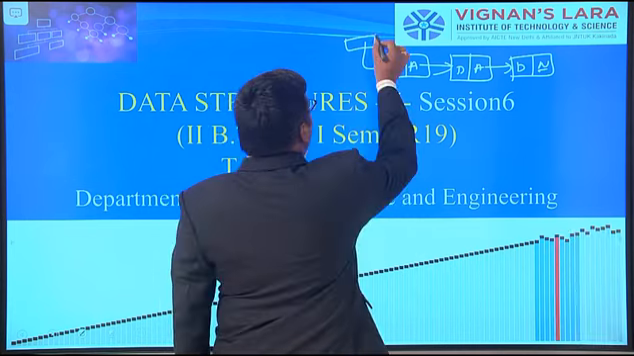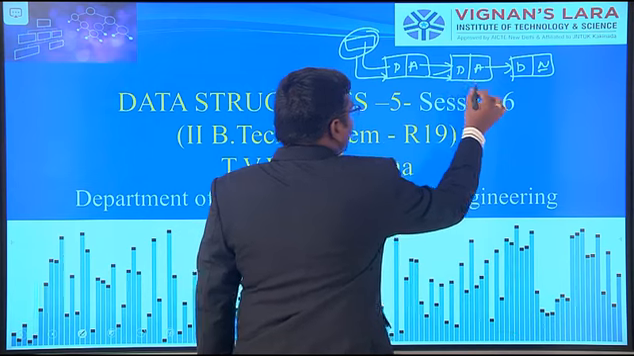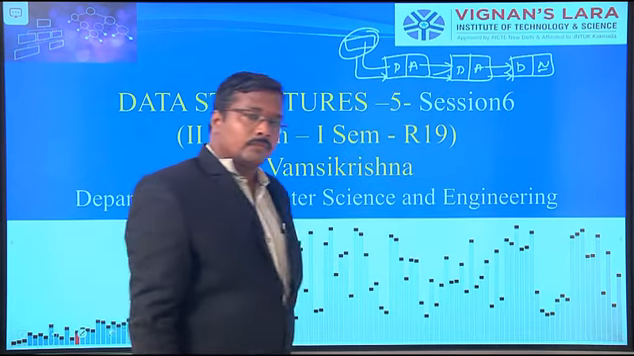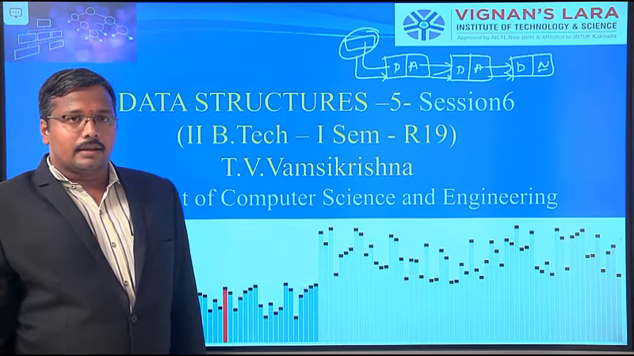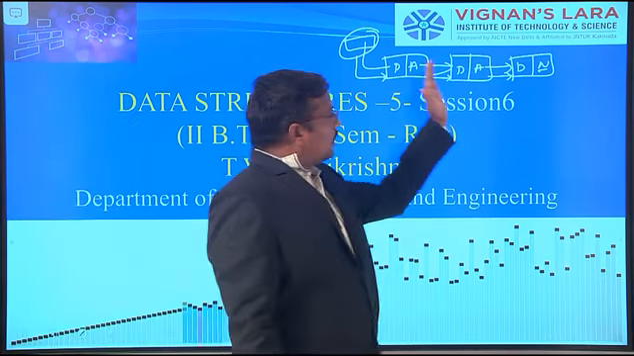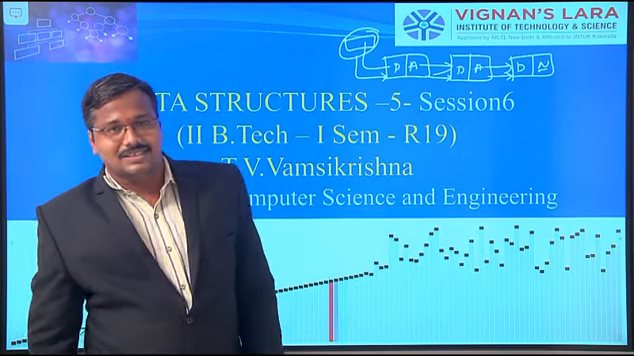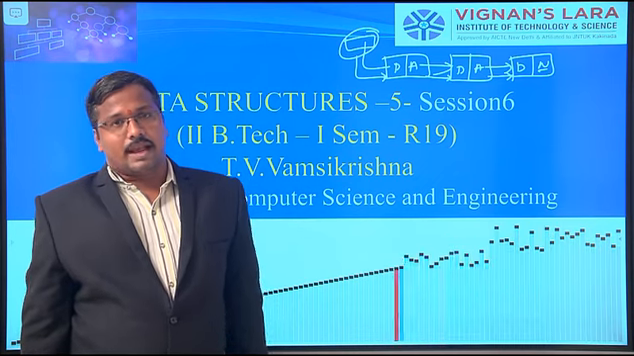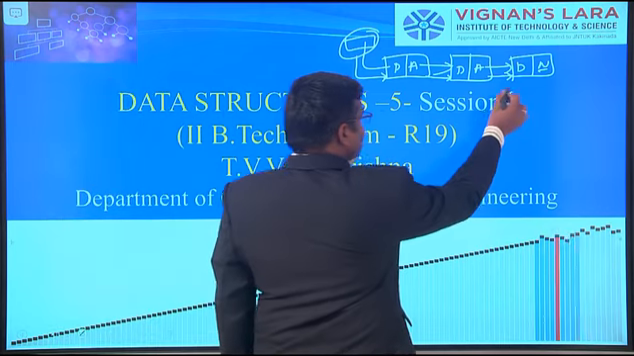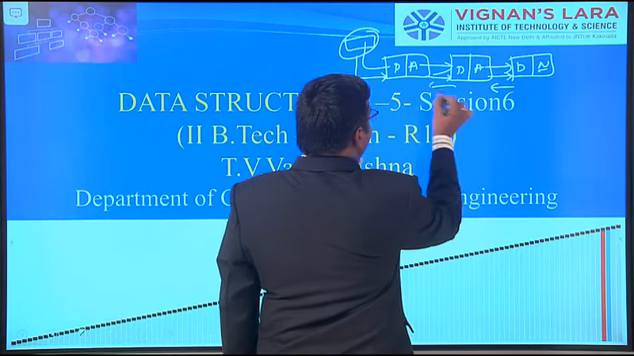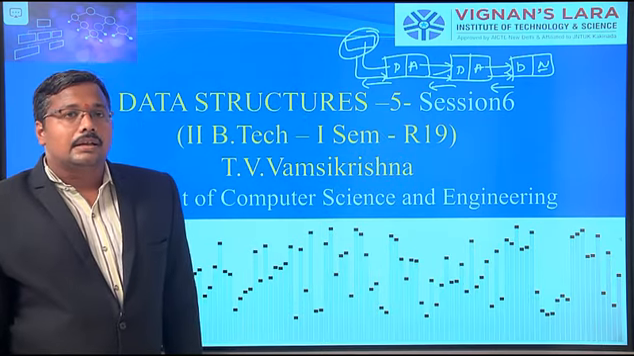So by using a single linked list, you can travel in the linked list in only one direction. That is to say, only forward travel is allowed. There is no means of backward travel. When we implement backward travel also, that is called a double linked list.